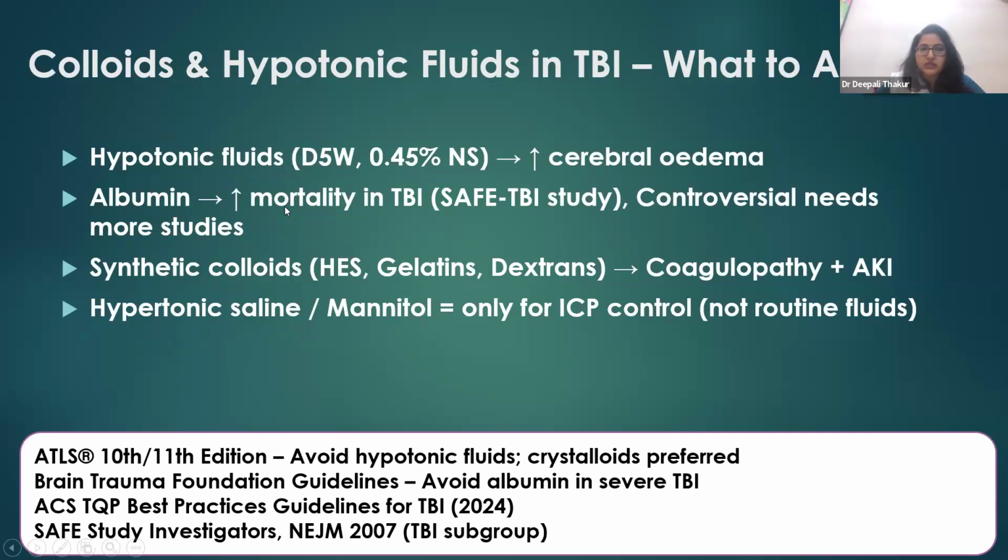Albumin, there have been studies in which it has been found that it increases the mortality in traumatic brain injuries. So controversial results have been found, and it requires more studies. Synthetic colloids, again, have been found to have coagulopathy and AKI, so we are not actually using them. Hypertonic saline and mannitol, yes, it is to be used for ICP control, but not as a routine fluid, right?